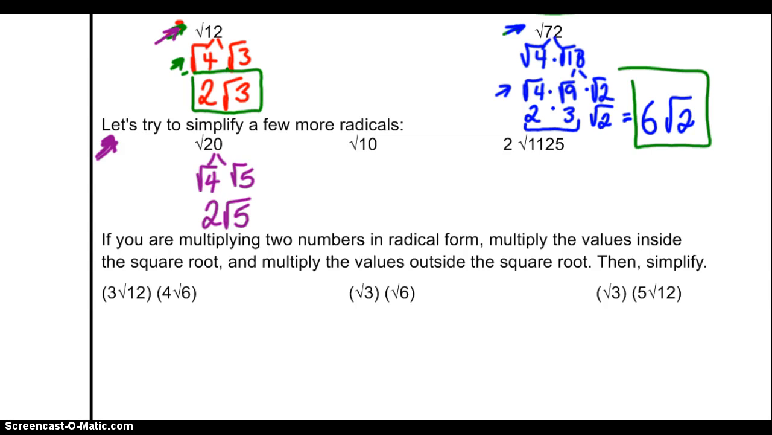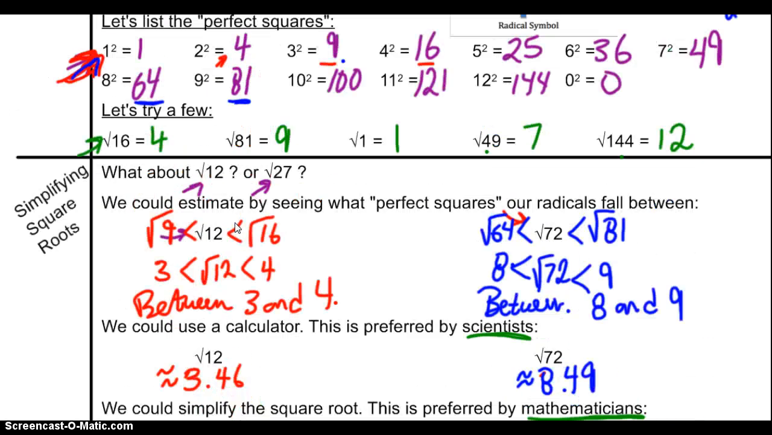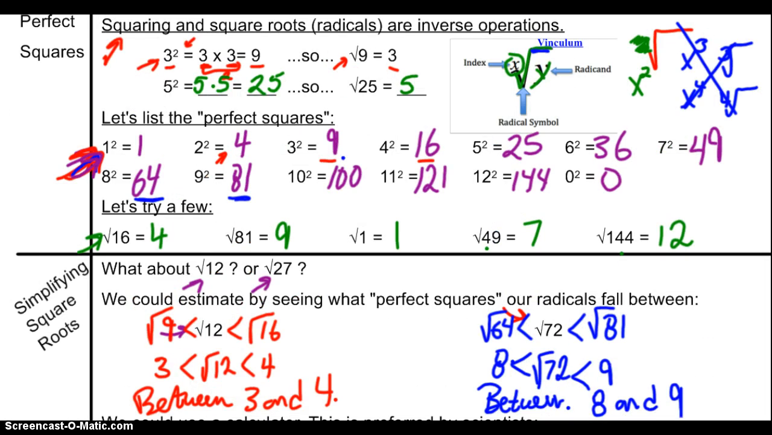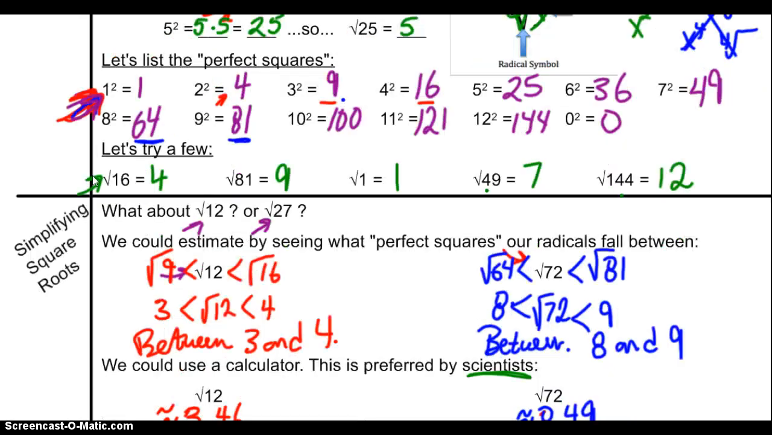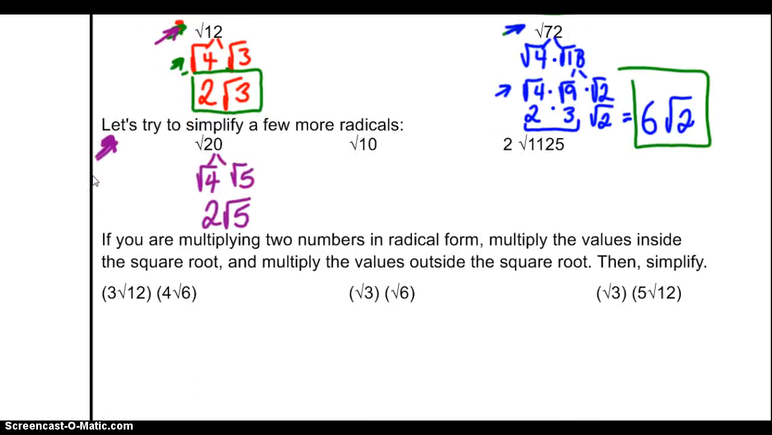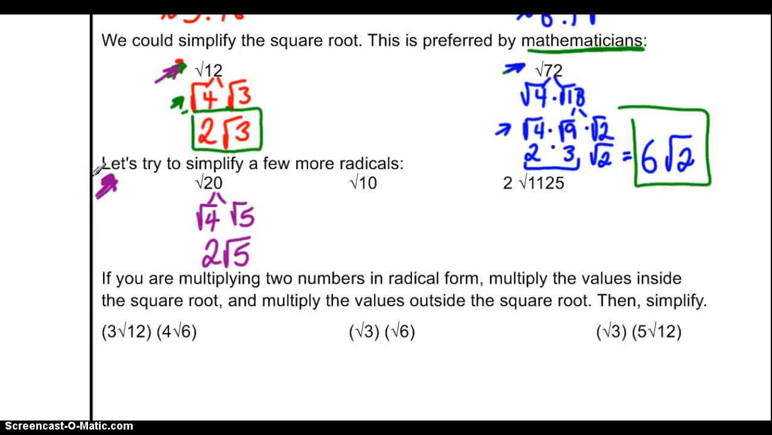How about 10? Well, wait a second. 4 doesn't divide 10. 9 doesn't divide 10. Do I have any other options here? No, nothing else divides 10. So what do I do? Well, if I broke this down using the second method, 10 breaks down into 2 and 5, but there's no pairs of numbers, so there's nothing I can take outside that square root, which means that the square root of 10 is as simplified as it gets. So that'll just be the square root of 10.